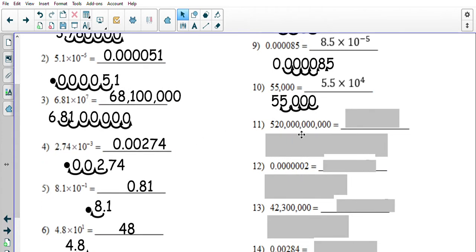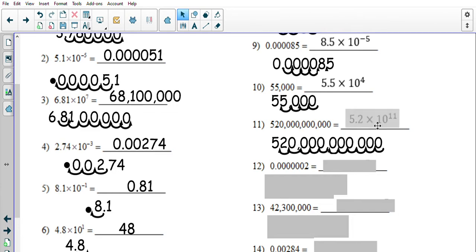Our next number is 520 billion. So we move the decimal point to the left here until we get 5.2. Remember, 0.52 is too small, 52 is too big, so 5.2 it is. And we move the decimal point 3, 6, 9, 10, 11 places, so it'll be 5.2 times 10 to the 11th power.